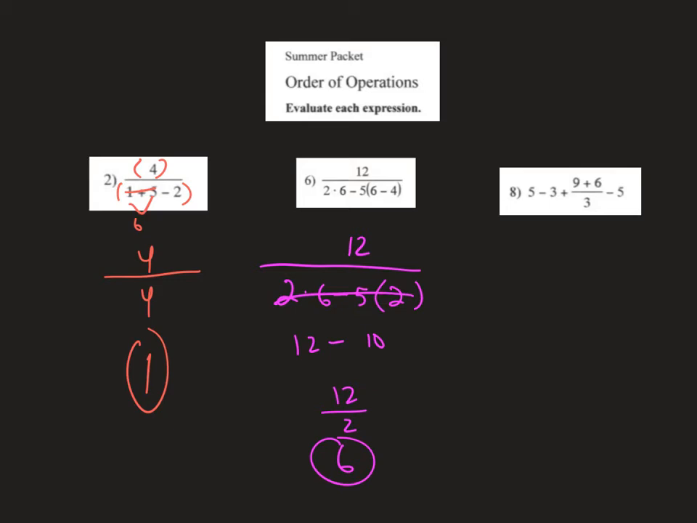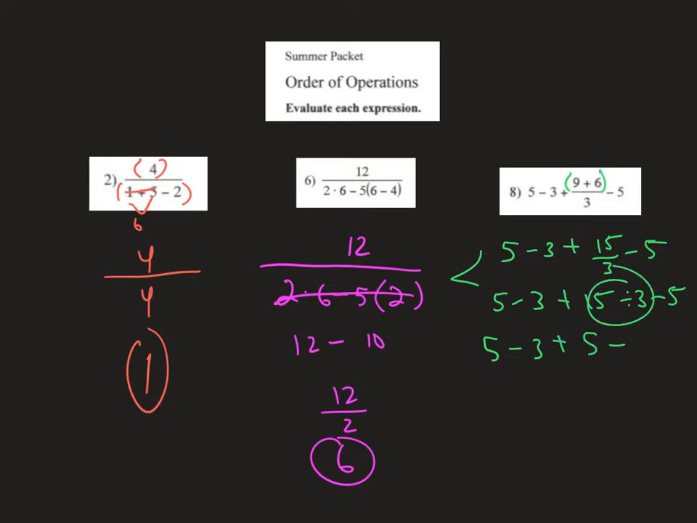Our last problem, again, implied parentheses in that fraction bar, which means I'm going to deal with the top part of that first. So that's just going to be 5 minus 3 plus, and the 9 plus 6 is going to be 15 divided by 3 minus 5. Now, it might be easier to look at this as saying 5 minus 3 plus 15 divided by 3 minus 5. These two are equivalent expressions. But now I can see that I need to deal with the division first. So I'm just going to say 5 minus 3. And then plus whatever happens here, which is 15 divided by 3 is 5, minus 5.